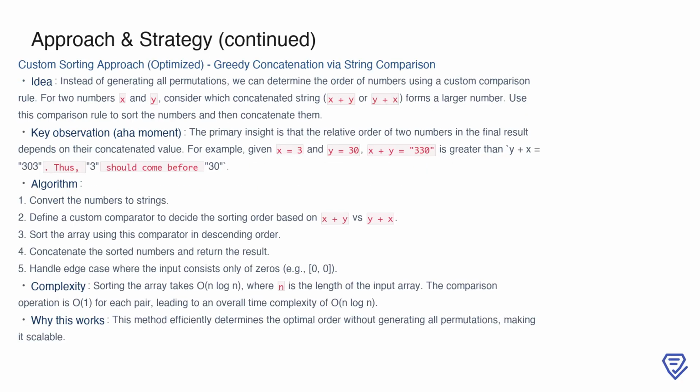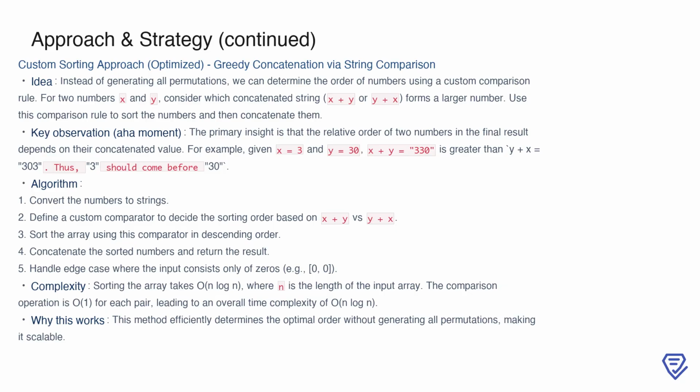Now, an optimized and more practical approach is based on custom sorting with a greedy strategy. Instead of generating all permutations, we focus on determining the optimal order of the numbers using a custom comparison rule. The insight here is that, for two numbers, the preferred order can be determined by comparing their concatenated forms. For example, if you have two numbers, say 3 and 30, you compare 330 and 303. Since 330 is larger, 3 should precede 30 in the final result. Using this rule, we can sort the numbers efficiently.